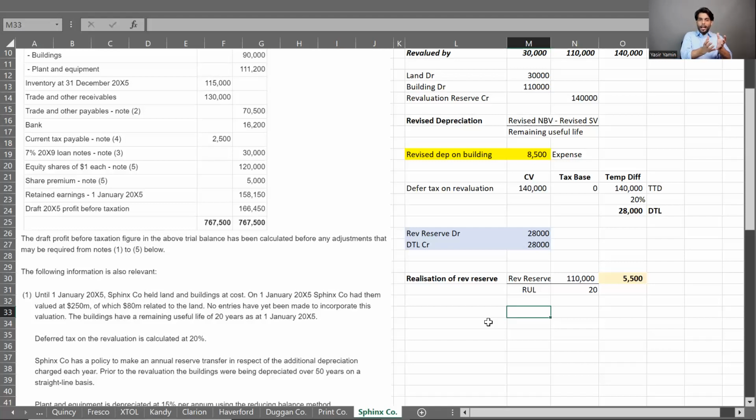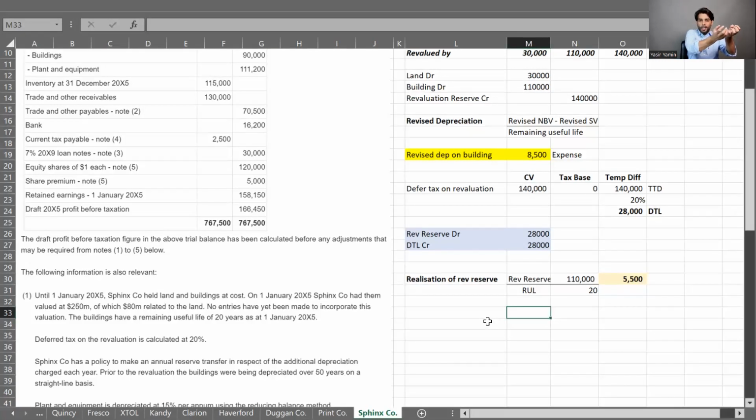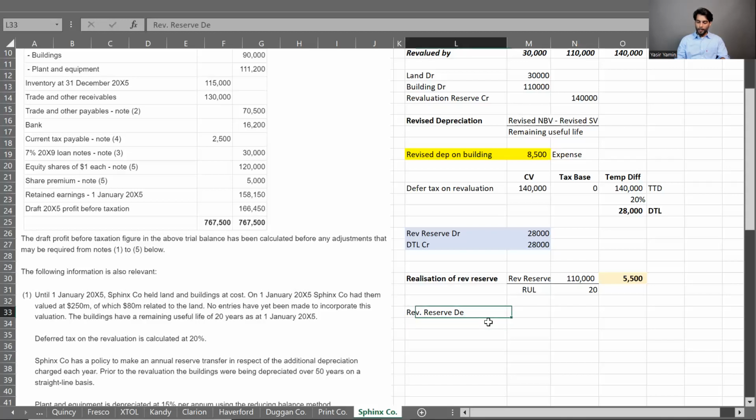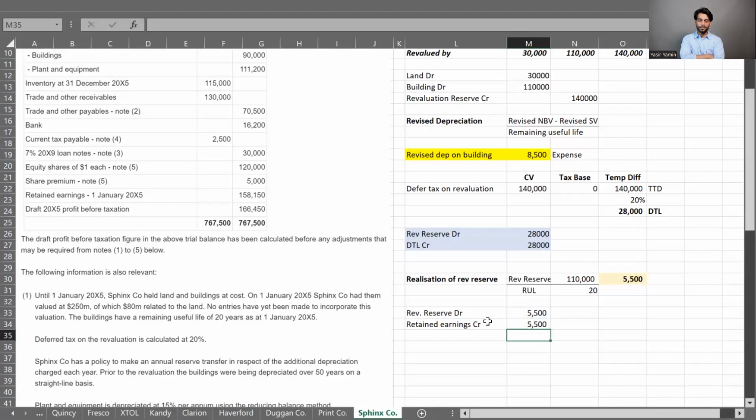So in this case, you are actually selecting some sort of money from your revaluation reserve and transferring it into retained earnings. How do you do that? You will make a debit to revaluation reserve by this amount, 5,500. And thereon, you will credit retained earnings by 5,500. This is the accounting entry that you prepare for it. Excellent. Very good. Done.